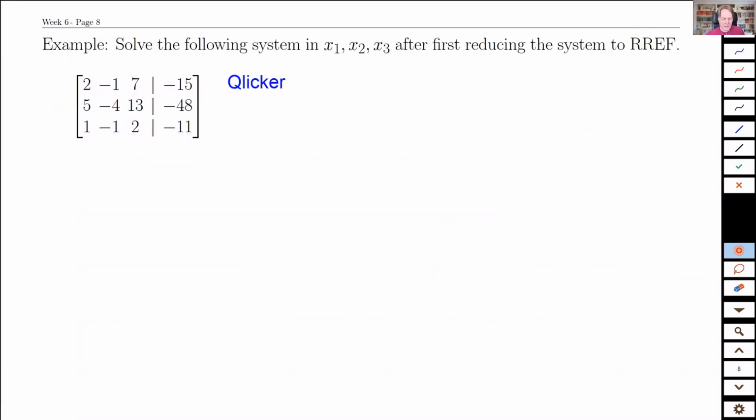All right, quick follow-up, quicker question here. Here is another system. And first thing is just to remind yourself, because this is new, translating between what's on that page in matrix form and the traditional form. What kind of system of equations is this? How many equations are there and how many unknowns?